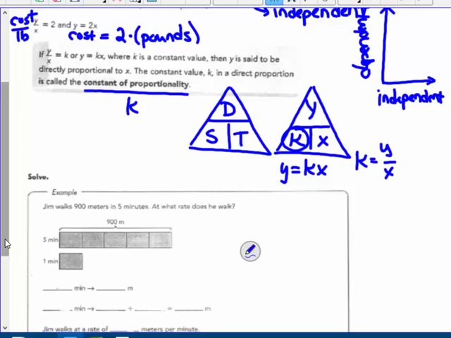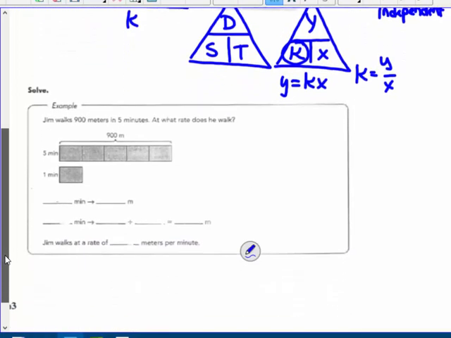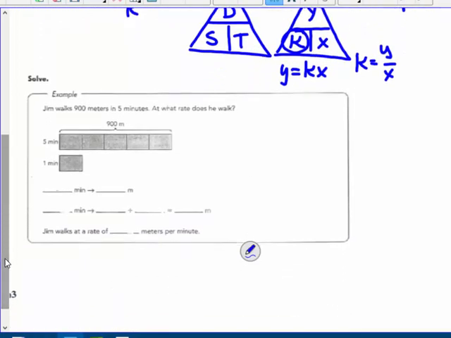So that little triangle is going to come in handy. Jim walks 900 meters in 5 minutes. At what rate does he walk? So it's asking me his rate of speed. When I taught this to you, yes, I sometimes make that triangle with distance equals rate times time. Well, rate of speed, we can call it an R or an S.